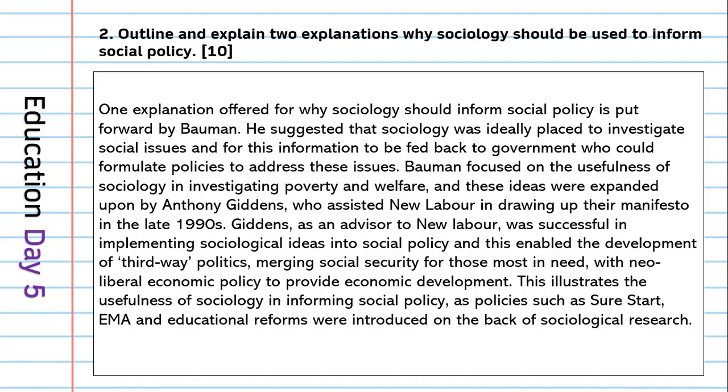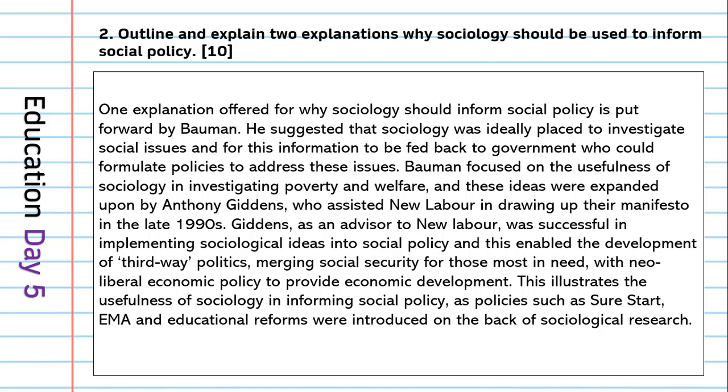So here is my response. What I've done is I've knitted together Bauman and Giddens here to talk about how Bauman thinks sociology should be used, and then backing that up by talking about how Giddens did use it. So one explanation for why sociology should inform social policy is put forward by Bauman. He suggested that sociology was ideally placed to investigate social issues and for this information to be fed back to government, who could formulate policies and address these issues.